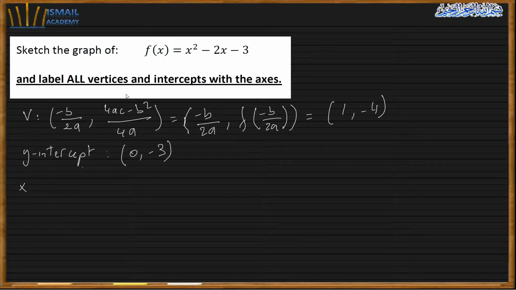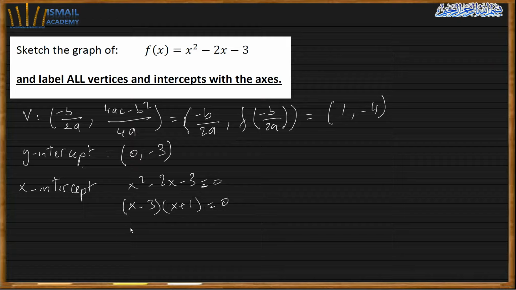For the x-intercept, you make the equation equal 0. So it is x squared minus 2x minus 3 equals 0. So use quadratic formula again. So you don't have to factor. If you have a problem with factoring, use quadratic formula. So here because factoring for me is faster, I'm going to factor. So here it is going to be x minus 3 equals 0, x plus 1 equals 0.